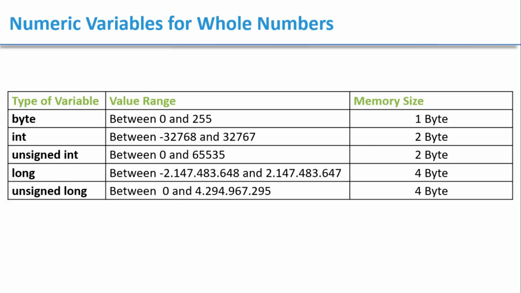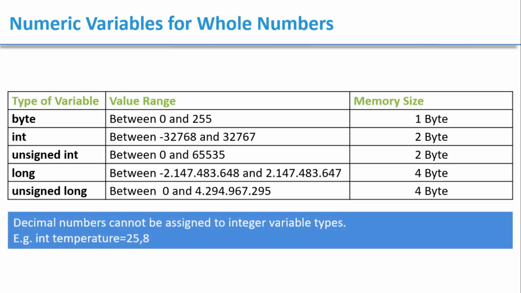When selecting the variable type, pay attention to the range of values the sensor or information can take and prefer the smallest memory usage if possible. Decimal numbers cannot be assigned to integer variables. How then can we store decimal numbers?